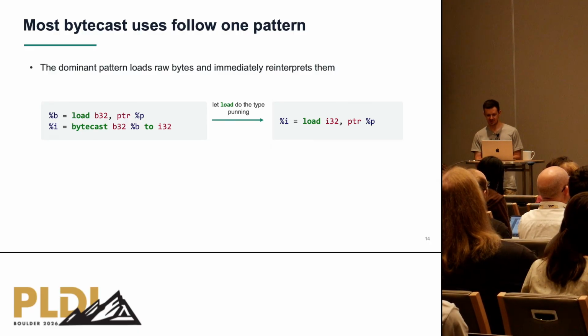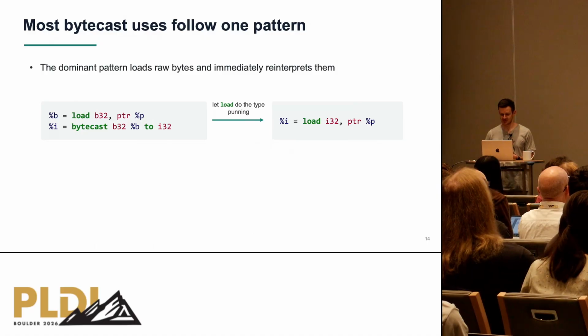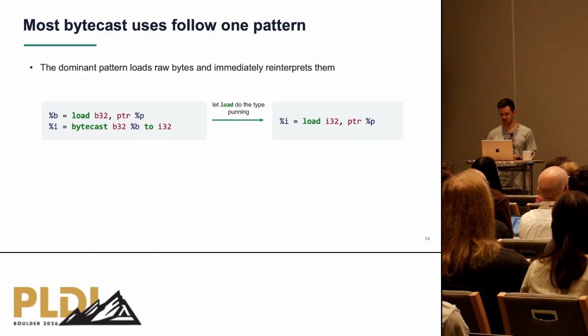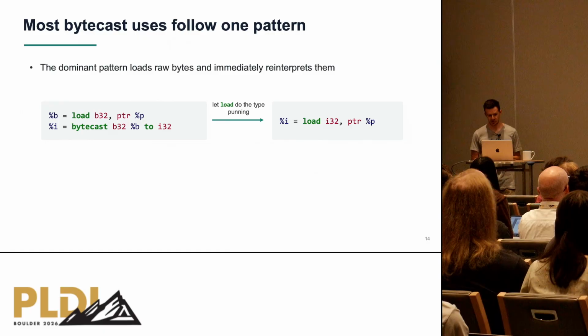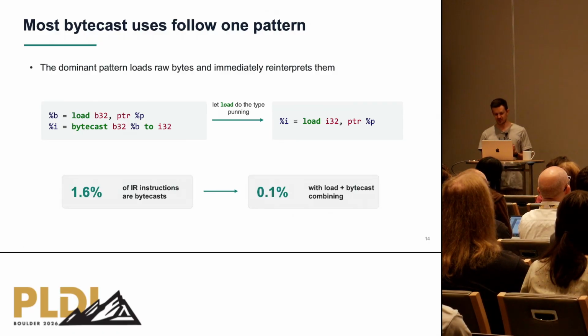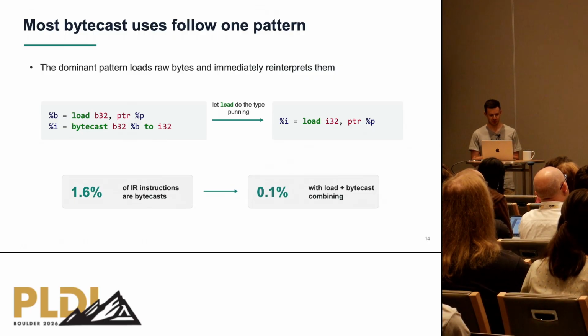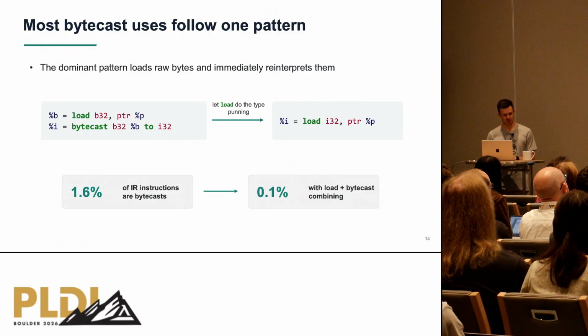The Rust folks expressed some interest in allowing loads to do the type punning, which would allow us to combine this load and bytecast pair into a single load to the target type. So we benchmarked an implementation and found that 1.6% of the instructions in the old version were bytecasts, and this fold changed the number down to 0.1%.